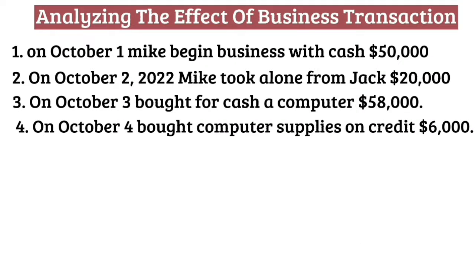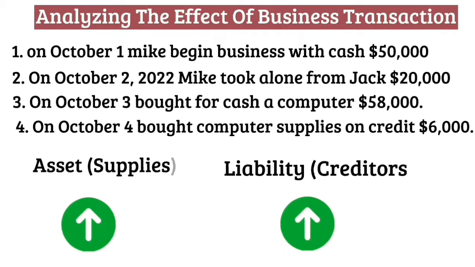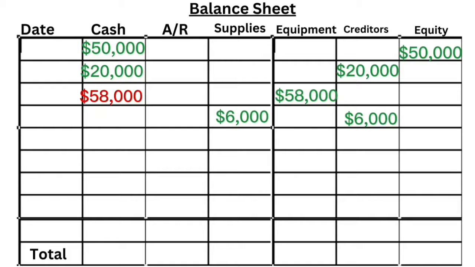On October 4th, bought computer supplies on credit, $6,000. This transaction increases both asset and liability. In the balance sheet, both supplies and creditors will increase by $6,000.